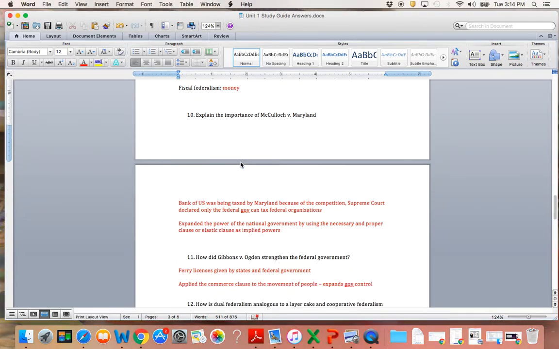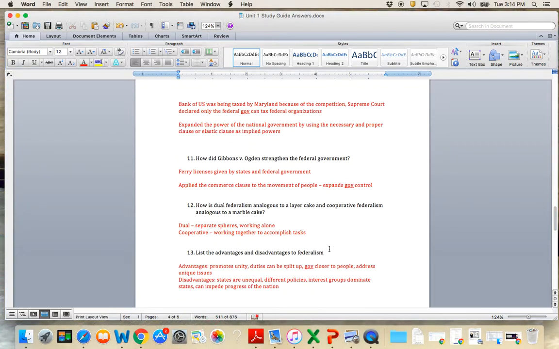The importance of McCulloch versus Maryland: the Bank of the U.S. was being taxed by Maryland because of the competition. The Supreme Court said that the federal government cannot be taxed by anyone but the federal government. This gives them the power of the national government, expands their power. They use the necessary and proper clause, or the elastic clause.